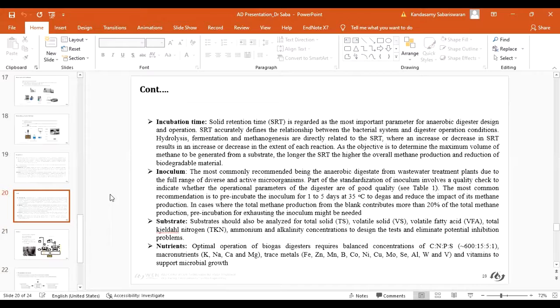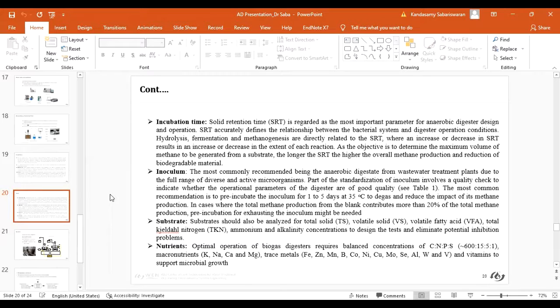So, incubation time. Solid retention time is regarded as the most important parameter for anaerobic digester design and operation. SRT accurately defines the relationship between the bacterial system and digester operating conditions. Hydrolysis, fermentation, and methanogenesis are directly related to SRT, where an increase or decrease in SRT results in an increase or decrease in the methane to be generated from a substrate. The longer the SRT, the higher the overall methane production and reduction of biodegradable material.